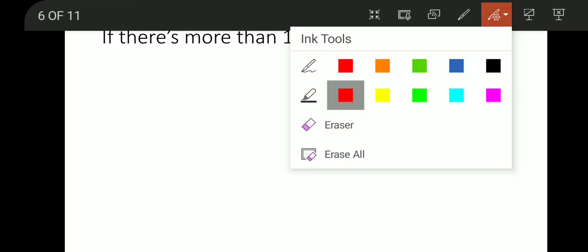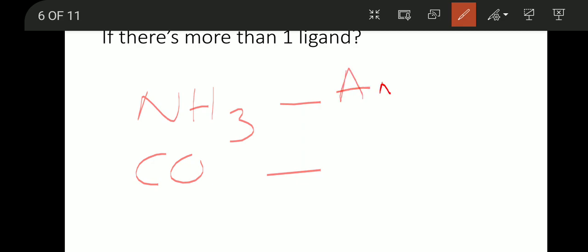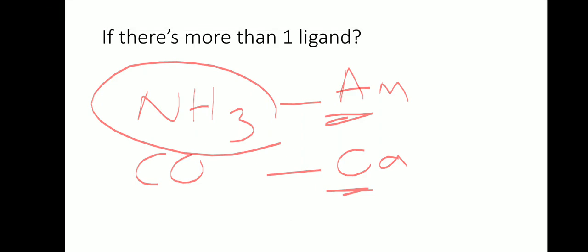For an example, I'll write NH3 and carbonyl. Suppose both these were inside the coordination compound. So we know NH3 means amine. Carbonyl means CO, carbonyl. So since this is A and this is C, we have to first write NH3. So that's how you do it if you have more than one ligand.